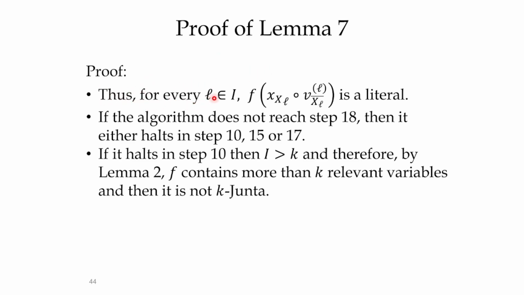First, for every L in I, f of x subscript capital L concatenation V subscript capital XL bar powered by L is a literal. If the algorithm does not reach step 18, then it either halts in step 10, 15, or 17. If it halts in step 10, then capital I is greater than k, and therefore by lemma 2 f contains more than k relevant variables, and then it is not k junta.